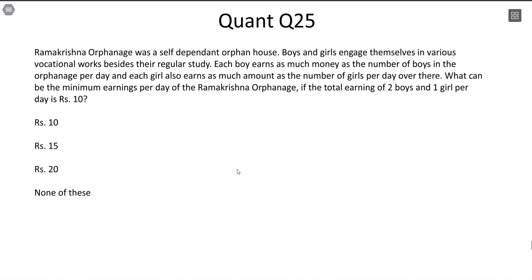And each girl also earns as much amount as the number of girls per day over there. What can be the minimum earnings per day of Ramakrishna Orphanage? If the total earning of two boys and one girl per day is rupees 10. Okay, so I'm saying boys, their number is X and their earning per day is also X. For girls, their number is Y and their earning per day is also Y.